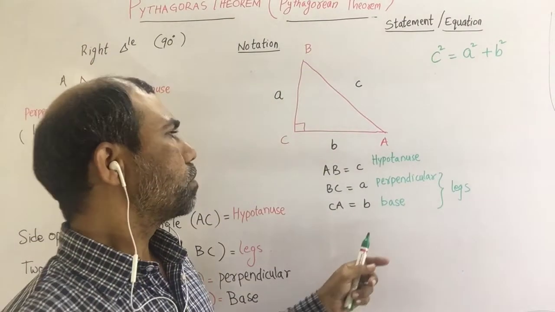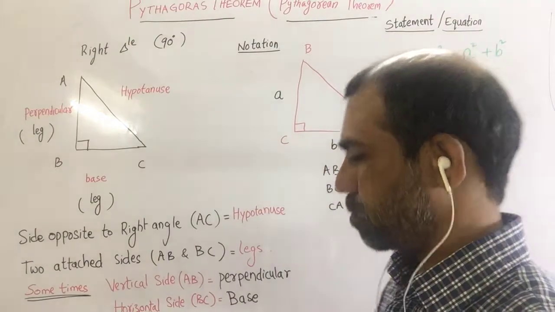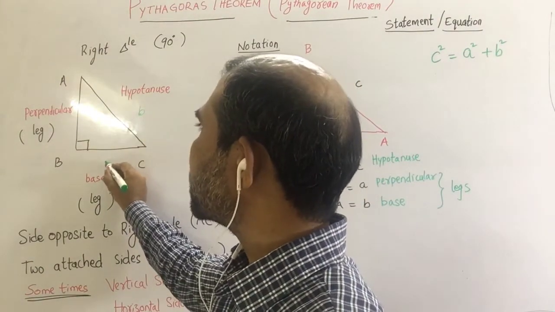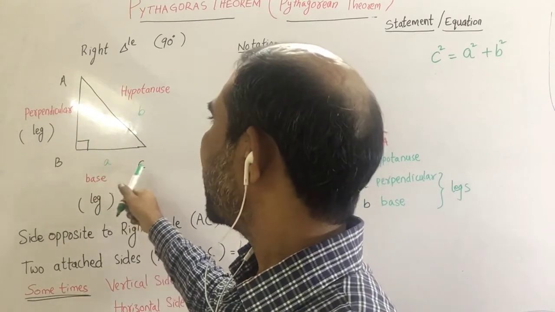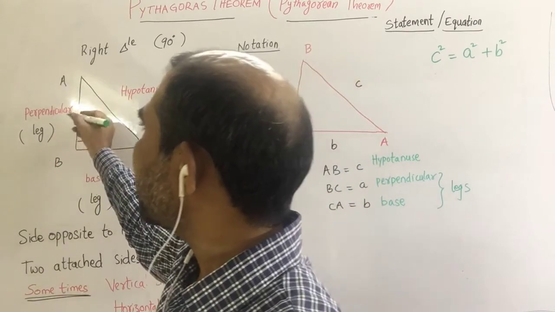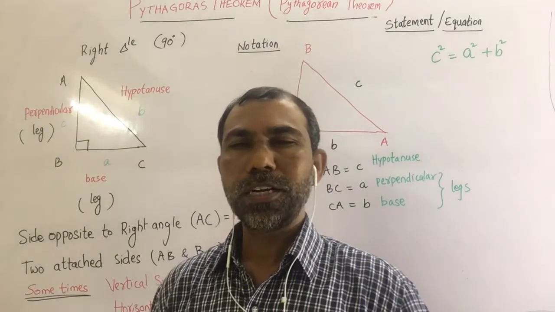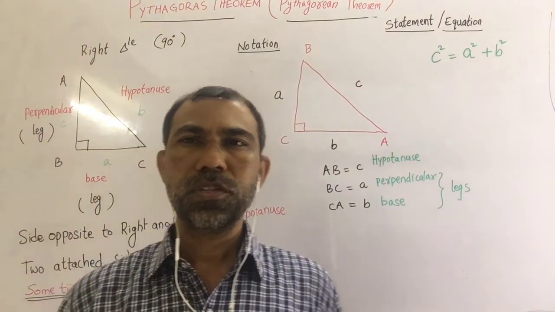If you see here, you can represent the notation in this way also. This one is small b and this one is small a, because this is opposite to A, and opposite to C it is represented by small c. Let us see the basic definition of the Pythagoras theorem.